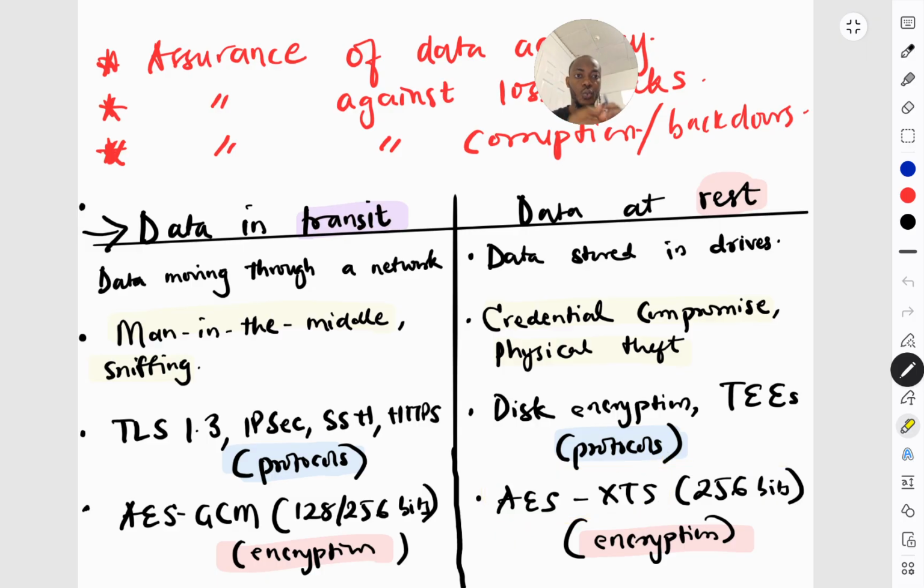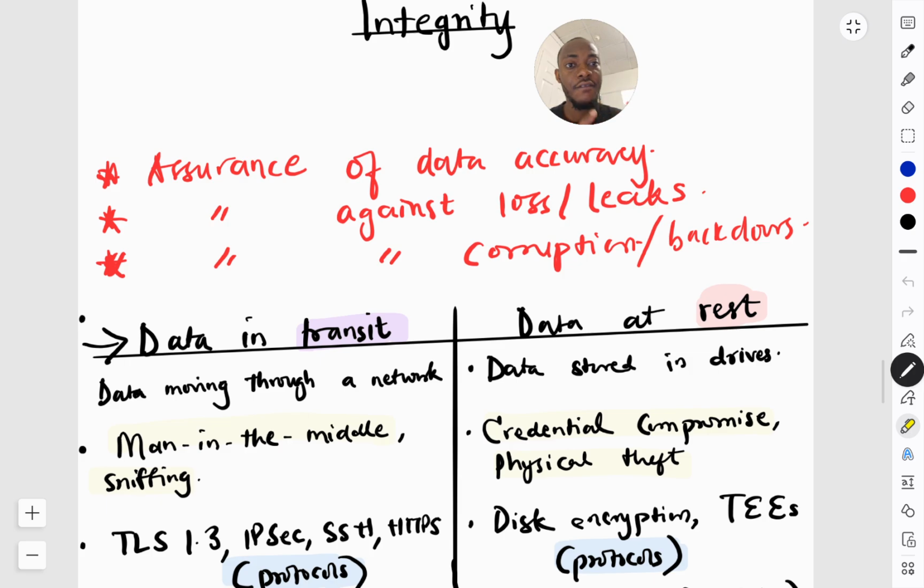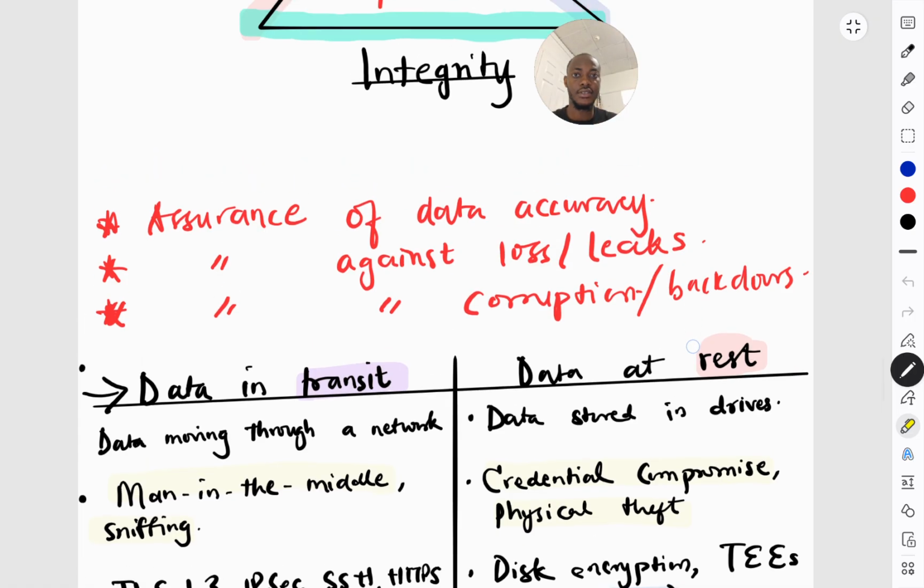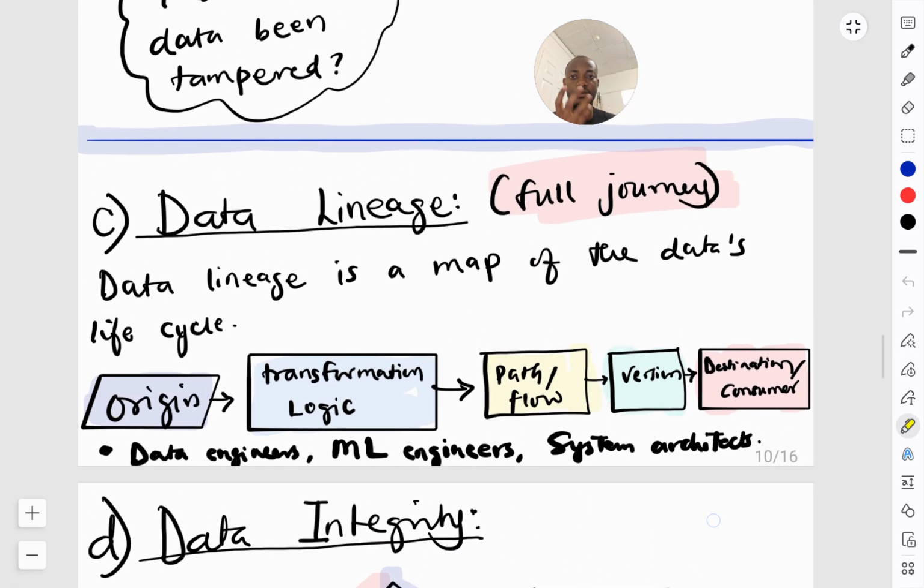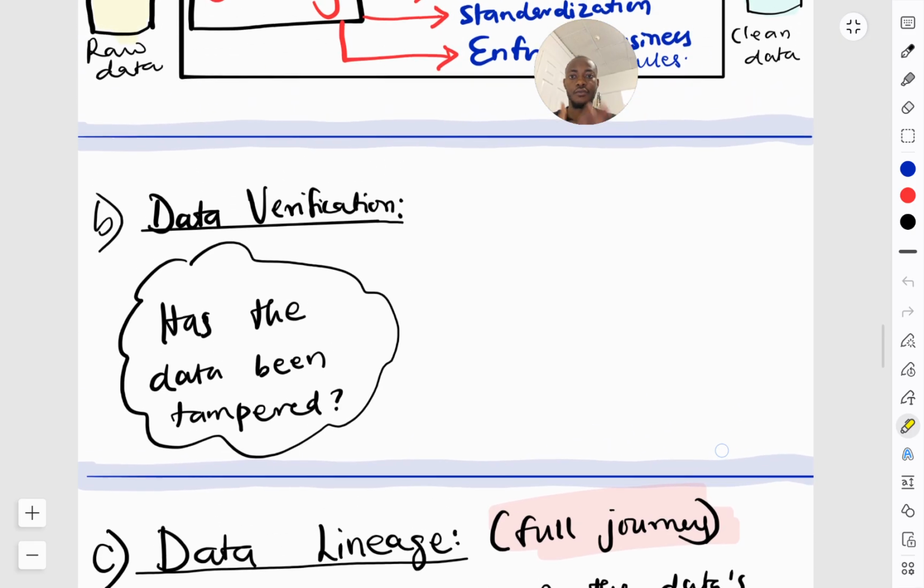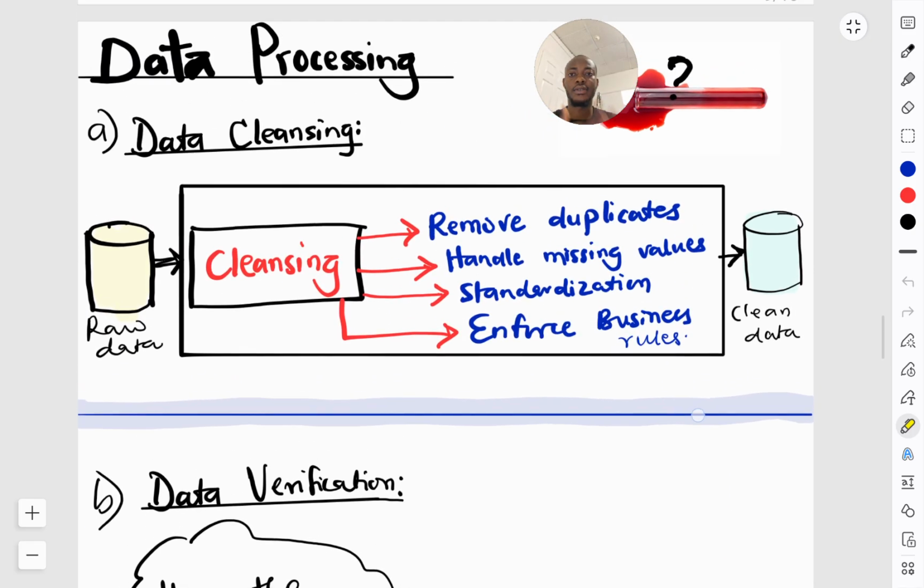Okay, so the full idea of data integrity is to give our users, or the whole AI system, an assurance of data accuracy, assurance against data loss and leaks, and assurance against corruption or backdoor. So this explains data integrity. We've talked about data integrity. We've talked about data lineage, the full journey. We've talked about data verification. We've talked about data cleansing.